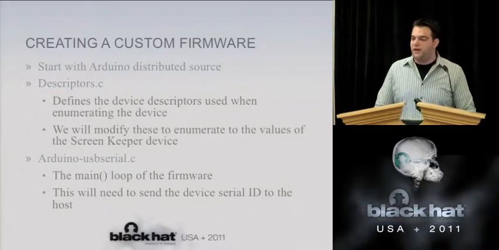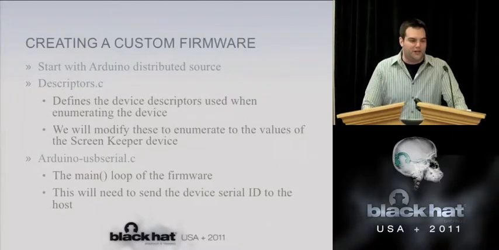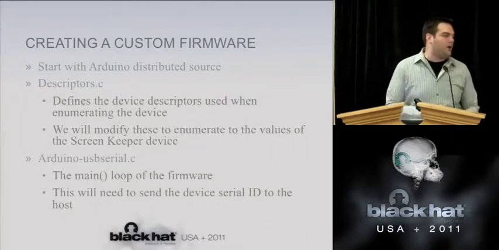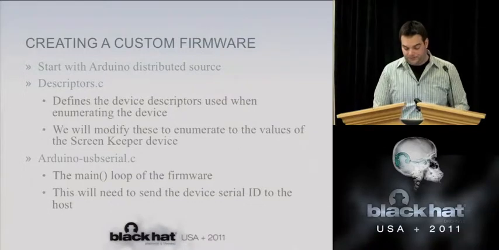The second file varies for different projects, but it's the Arduino USB serial.c, which is basically your main loop of the firmware. There is a main function that has a loop in it, so it is honestly your main loop. This is really where we're going to want to modify to send that data packet, that HID report, with the serial ID that we took off of the host.